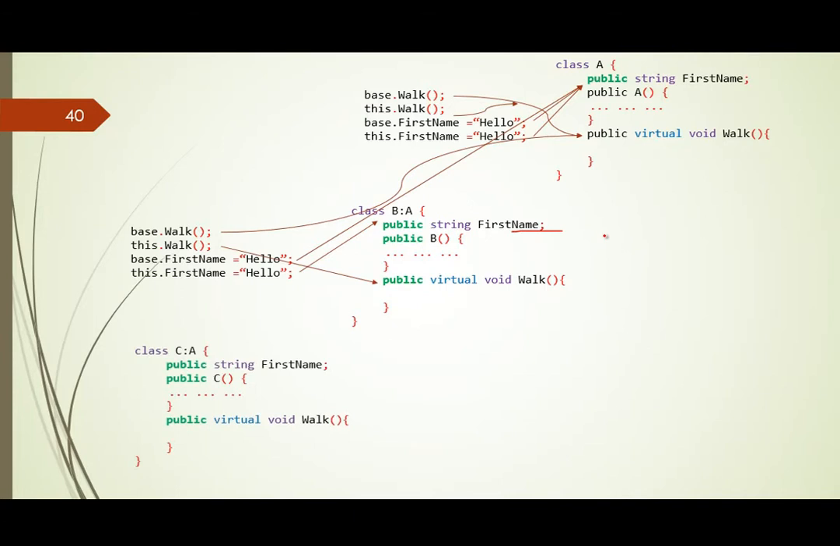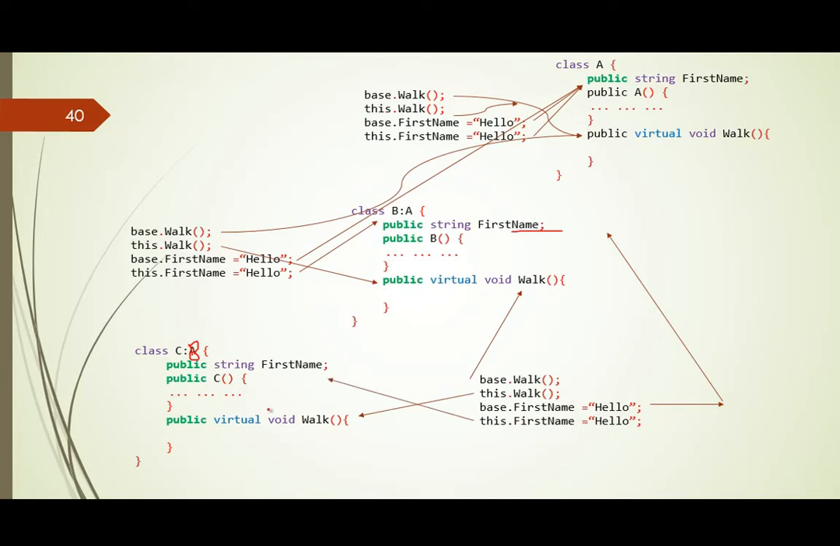So let's say I have class C, which is inherited from class B, of course. So I made a mistake. Let's pretend that it's really inherited from class B. And when we call that base.walk, it will call the base method of its parent class. This means this method, and base means the parent class's first name, and this means this class's first name. That's it. So this is about the base and this example, how it differs from one another.